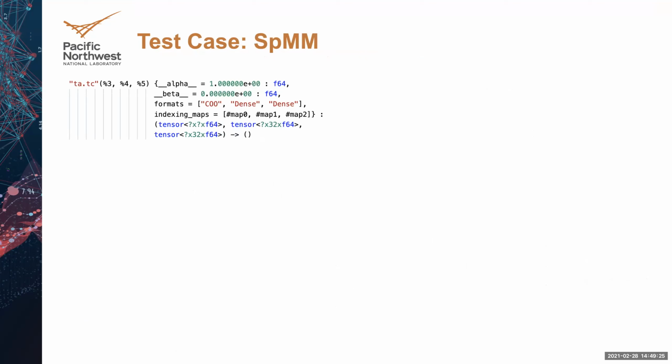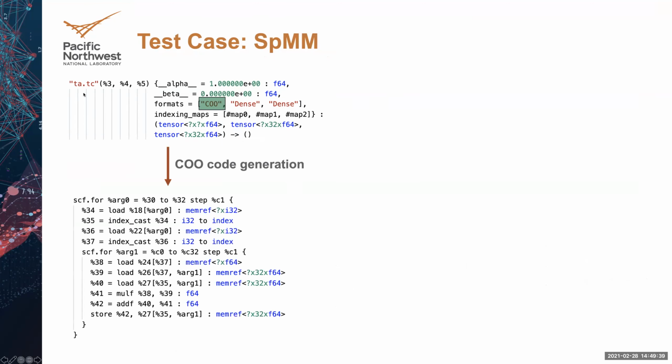So just to show how our compiler automatically generates code for the SpMM, sparse matrix dense matrix multiplication. Here we can see the tensor contraction operation in the IR. At the language level, the user says, I want this data in coordinate format. We lower this information to an intermediate representation, and our compiler can generate this code. This code is represented in the structured control flow dialect in MLIR.